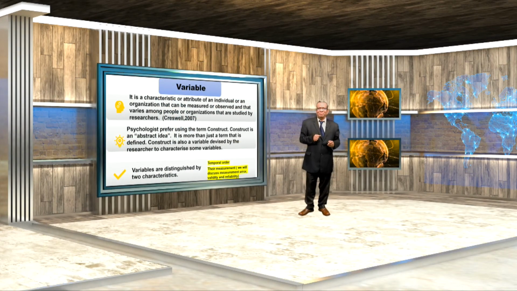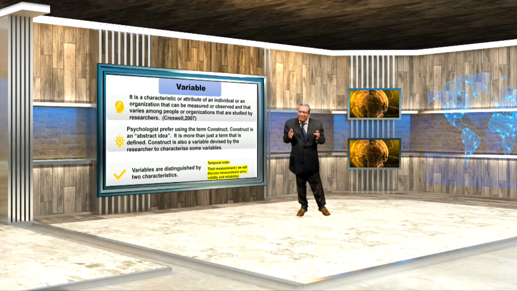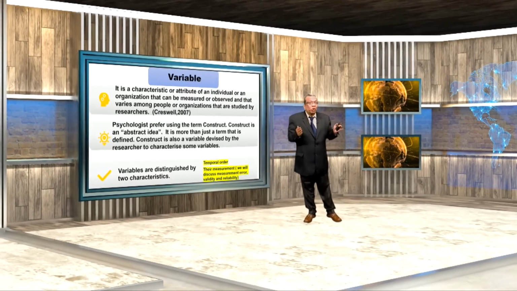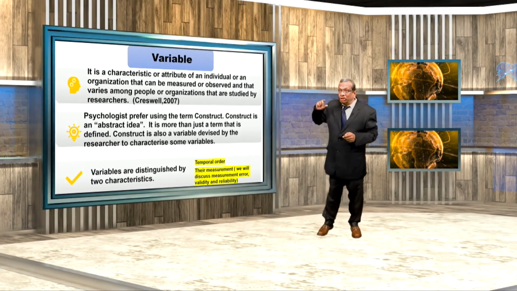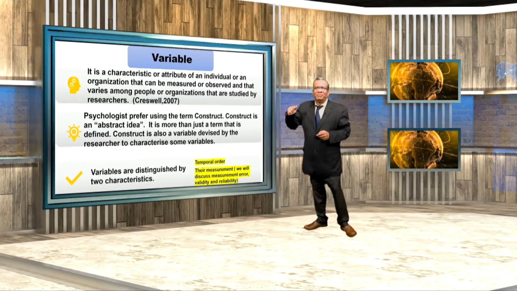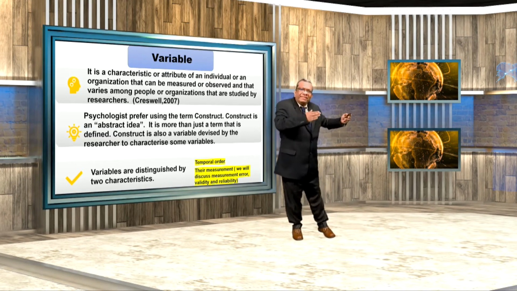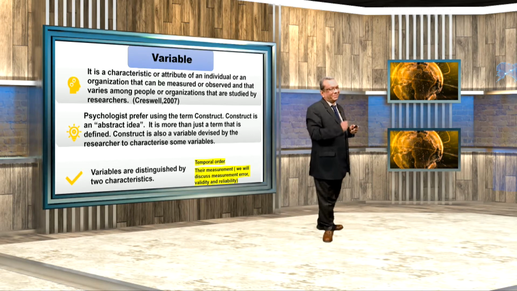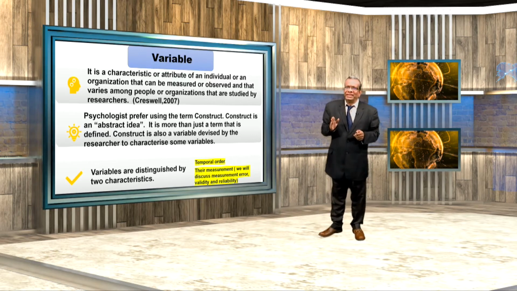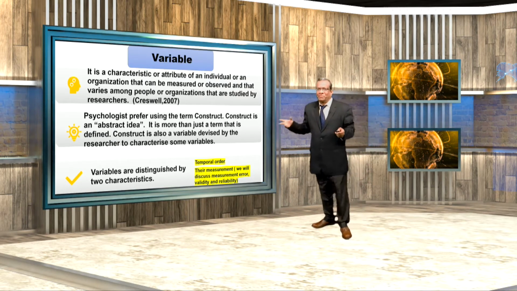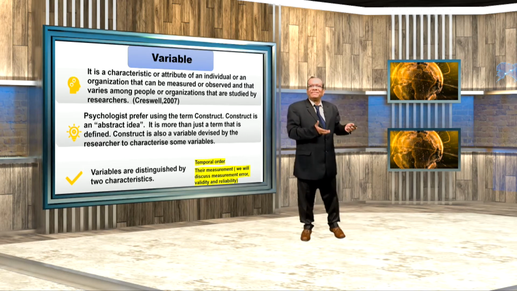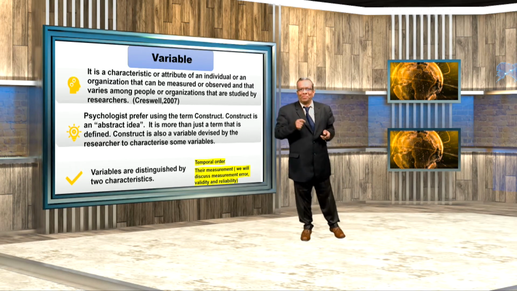Let us define variable. It is a characteristic or attribute of an individual or an organization that can be measured or observed and that varies among people or organizations that are studied by researchers. A very important point here. It is a characteristic or an attribute of an individual or an organization, and it is measured or observed. Whether a particular characteristic is there or not, you try to observe.